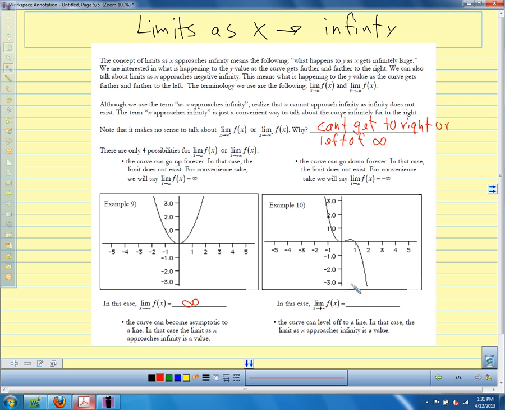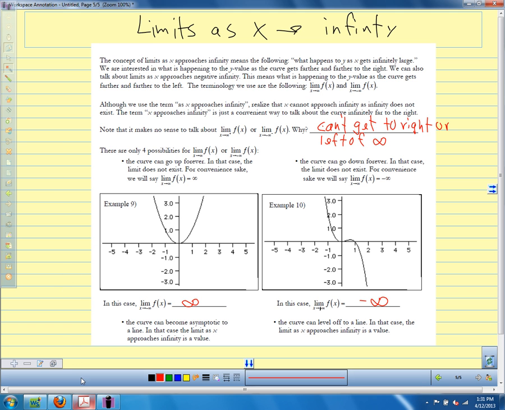So what's going to be our limit as x approaches infinity here? Keeps going down, down, down, it gets bigger and bigger negative. So what's our limit going to be? Negative infinity. Keeps going down, keeps getting smaller and smaller, or bigger and bigger negative numbers. So our limit's negative infinity. So those are our first two possibilities. It's either getting bigger and bigger or smaller and smaller.